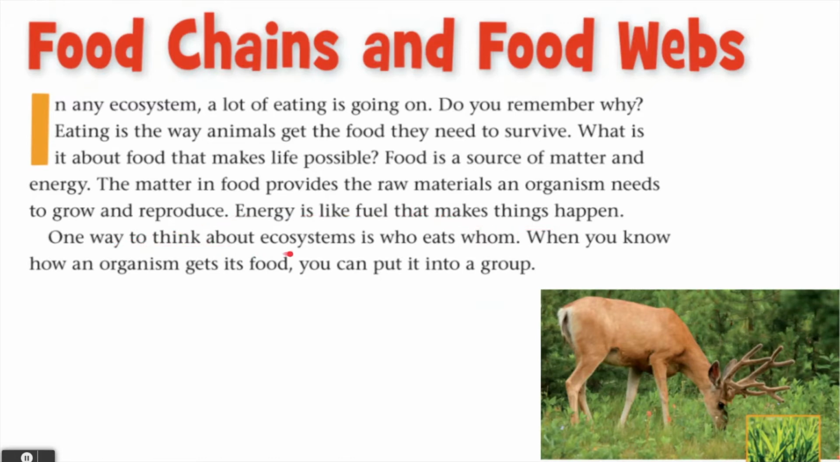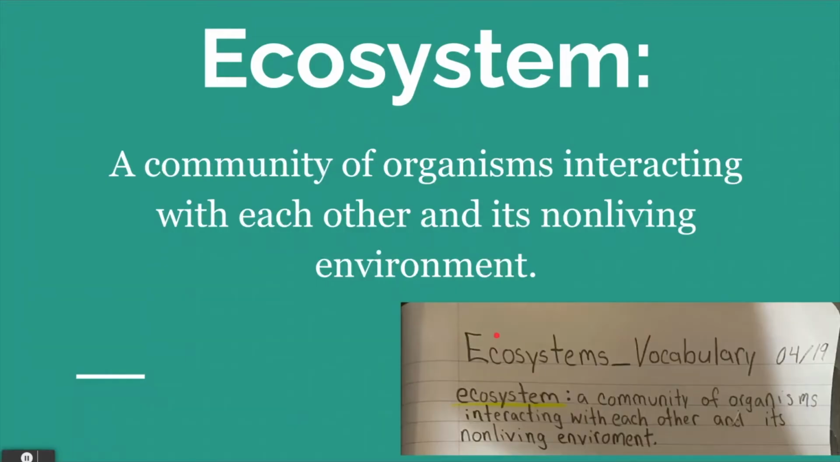Energy is like the fuel that makes things happen. One way to think about ecosystems is who eats whom. When you know how an organism gets its food, you can put it into a group. In an ecosystem, there are food webs and food chains, and each different organism plays a different role. For example, in this picture, we see this deer eating grass. The grass is giving energy to the deer. Before we continue, let's add the vocabulary of ecosystem into our journal.